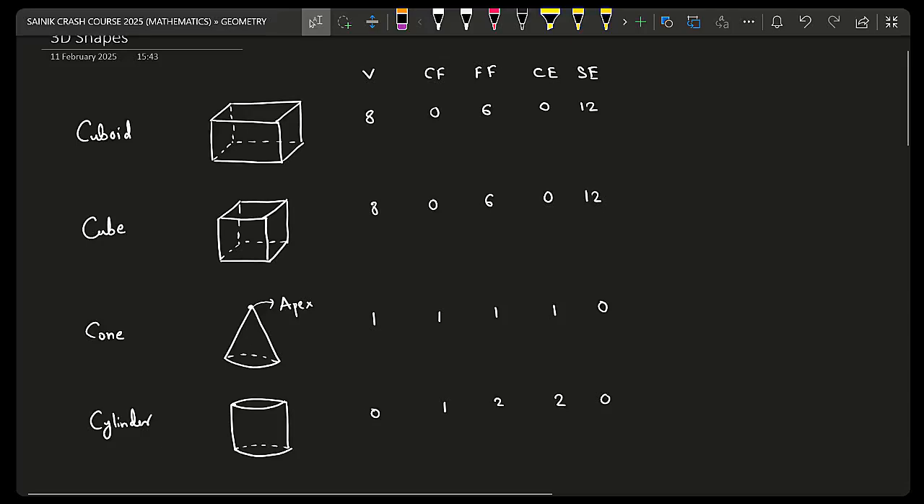Sir, what is SE? SE is straight edges. The edges should be straight. For example, you take a room, where two walls are meeting, you will have a straight edge, no? So like that, you count for cuboid, you'll get 12 straight edges. Okay? Yes, sir. Yes, straight edges we have to count. Curved edges means they are also edges like a line only, but they are curved.